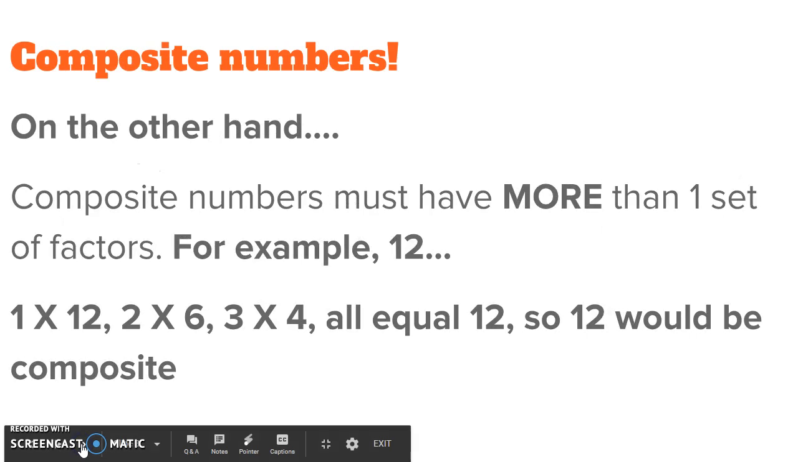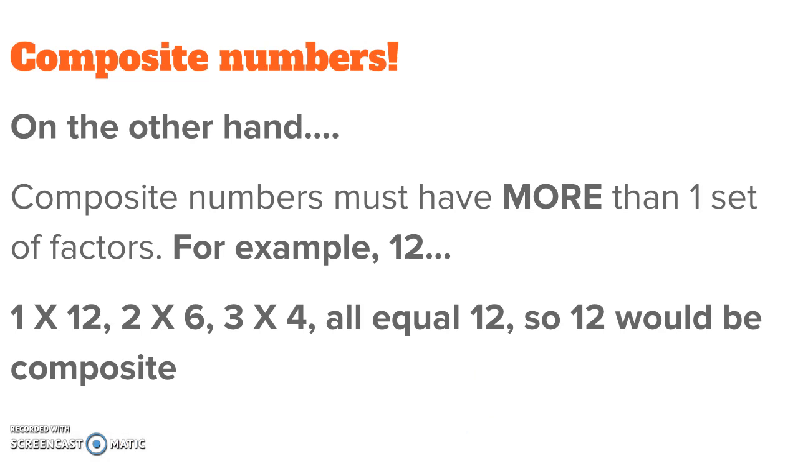What about composite numbers? Well, on the other hand, composite numbers must have more than one set of factors. So for example, 12. 12 has 1 times 12, 2 times 6, 3 times 4, they all equal 12, so 12 would be composite. So let's play Kahoot.